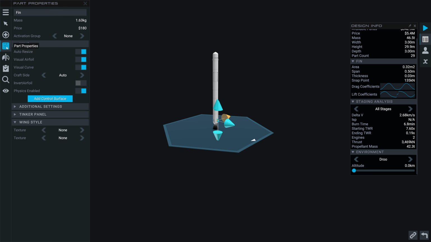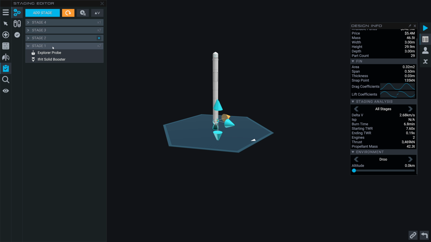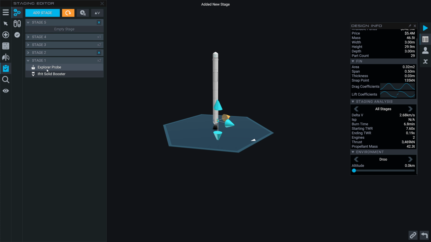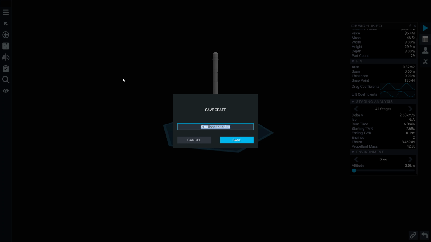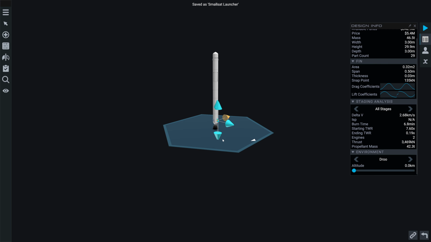Okay, so with that in mind, we can check our staging, and that would be in here. So this is going to be, the Explorer probe should not be here. Let's add a stage up this way, the Explorer probe would go there. So we've got the Ifrit, this is an empty stage. This would be the Gnome and the Interstage. This would be the Fairing, and then the Explorer. That seems right. Okay, let's save that craft as our small sat launcher.